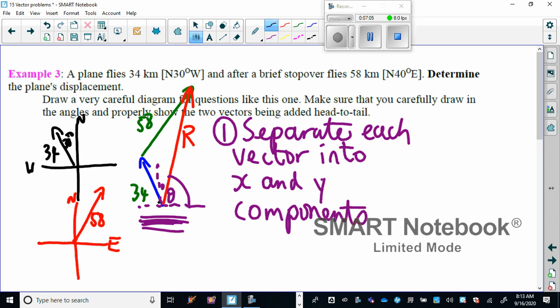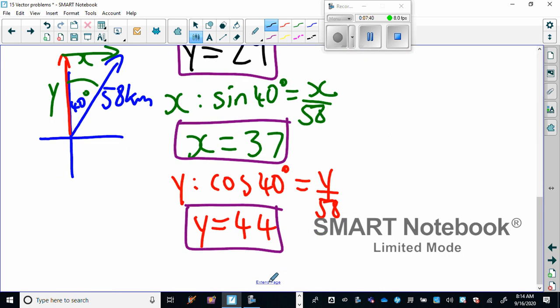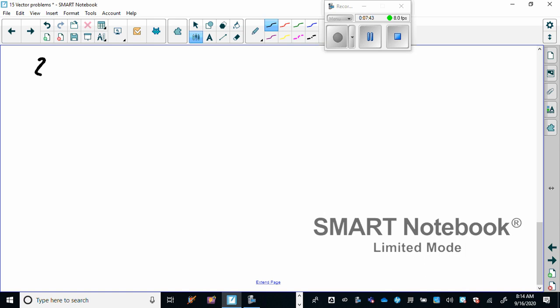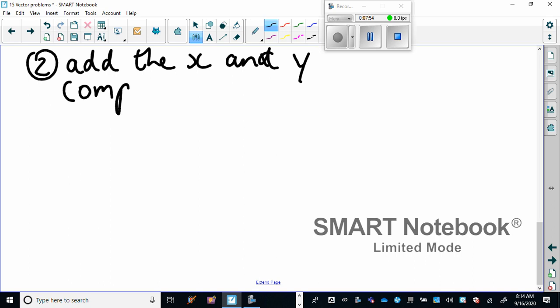Different color. Here's the x component of this vector, and here's the x component of this vector. One's going this way, one's going this way. If you look carefully, you can see that if you add those together, they make the x component of the red vector. And then look at the y. This is the y component of this vector, and this is the y component of this vector. You can clearly see that when you add them, they make the y component of the red vector. This is why we're adding the components. So step two, add the x and y components separately.